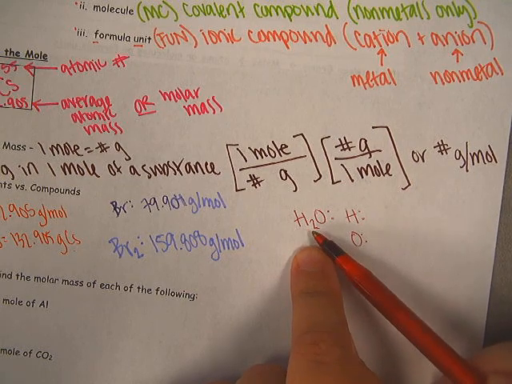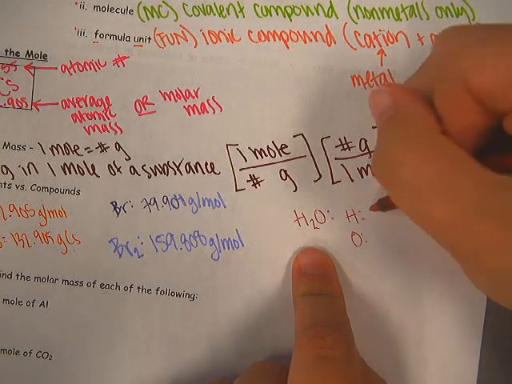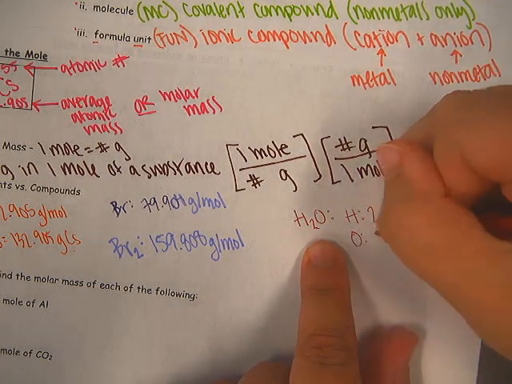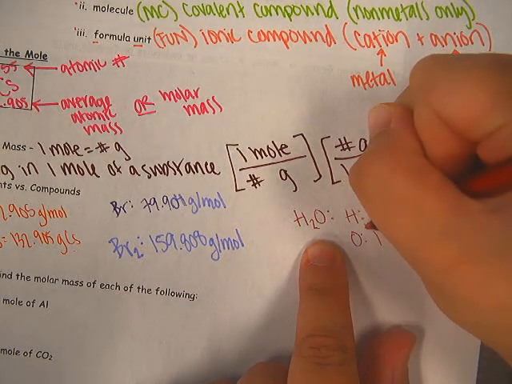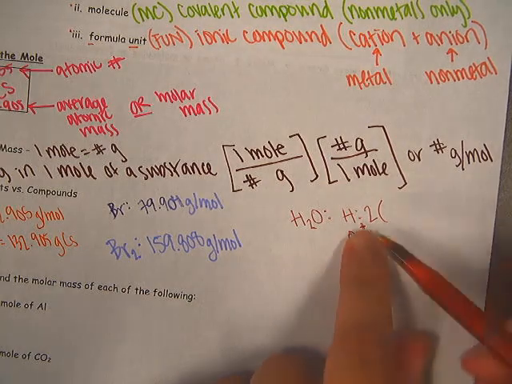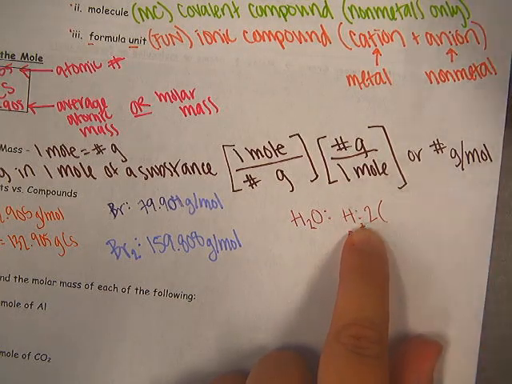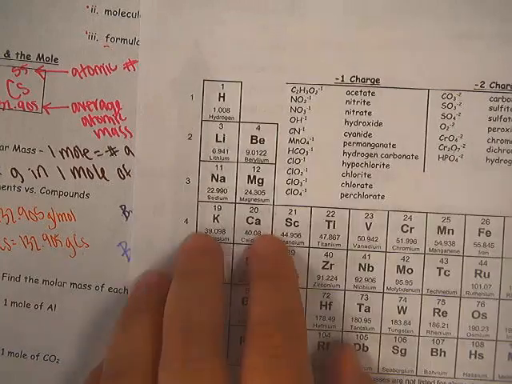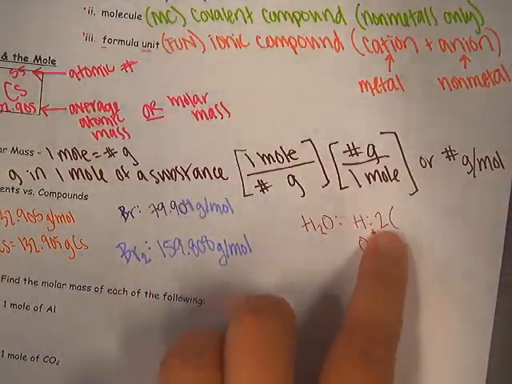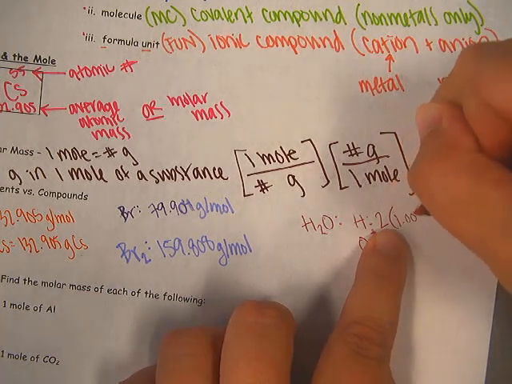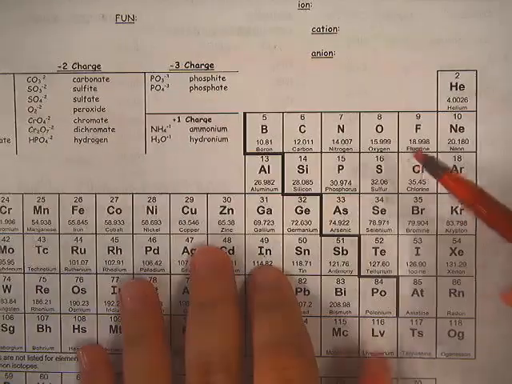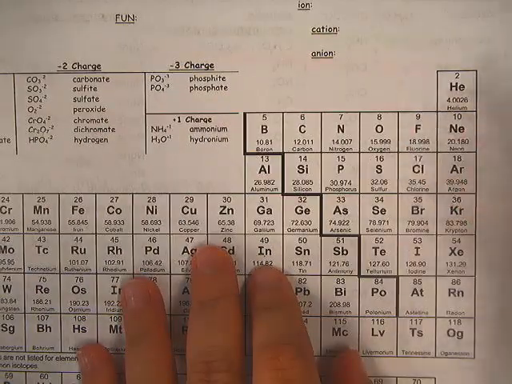So in this case, how many hydrogens do I have? 2. And how many oxygens do I have? Just 1. We are still going to end up adding them together, so we're not multiplying, but I find it easier to do the multiplication like this. So for hydrogen, I would just look up my molar mass on the periodic table. So this would be 1.008. I'm going to write that number down next to this. And then for oxygen, I look up this one, and it's 15.999.